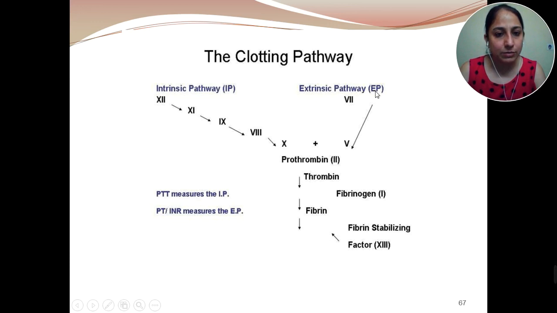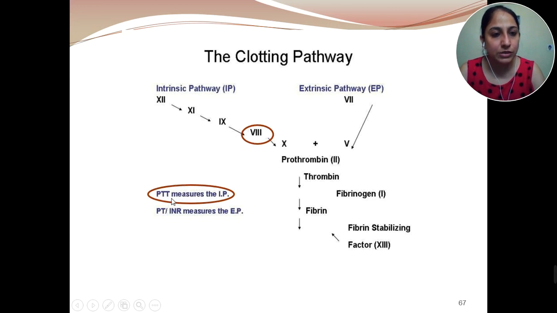Similarly, in the extrinsic pathway, factor 7 is activated and it acts on factor 5 and thus enters the common pathway. So here we can see that factor 8, which is the main causative factor for hemophilia A, is in the intrinsic pathway, and the test which measures the intrinsic pathway is PTT. So when we do the blood work for these patients, we will see an abnormal PTT, but PT will remain normal because all the factors of the extrinsic pathway and common pathway are normal.